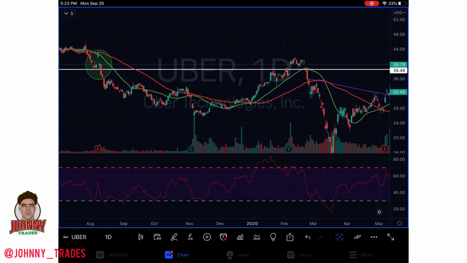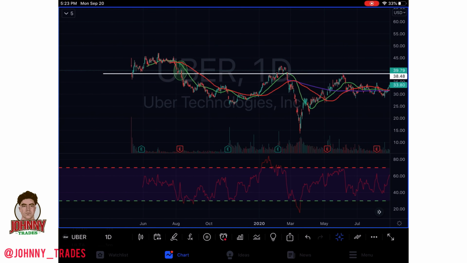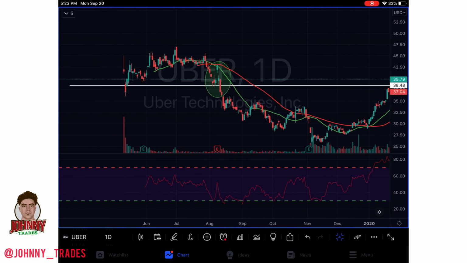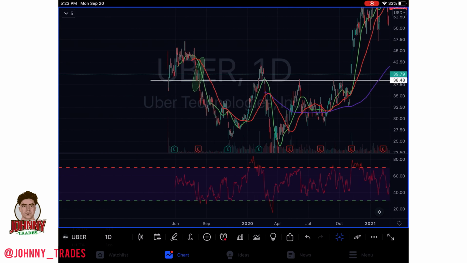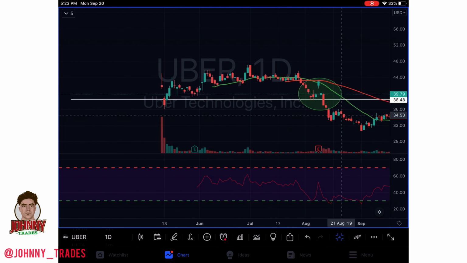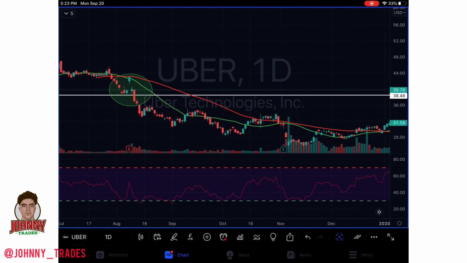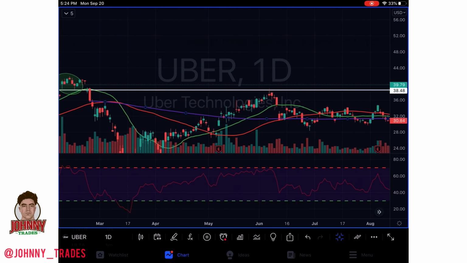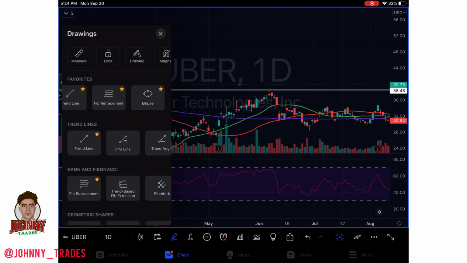Let me show you guys a strong support on Uber. Here in Uber, we have 1 touch right here. Then we have a second touch right here. You could count this one as 3 touches, but I'm not even going to count it. Then here we have a third touch.